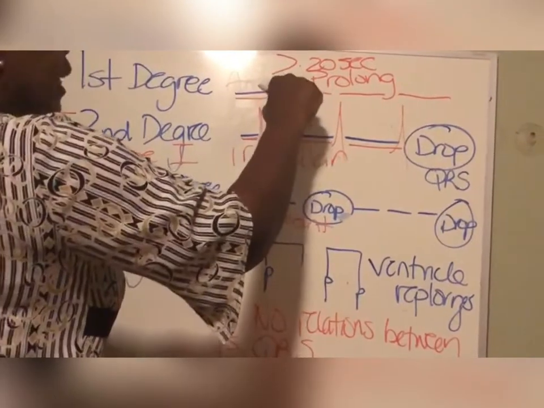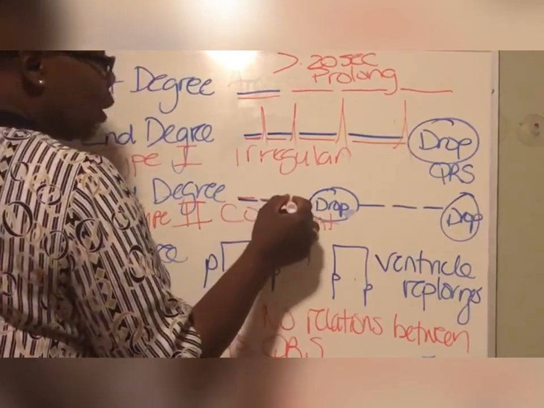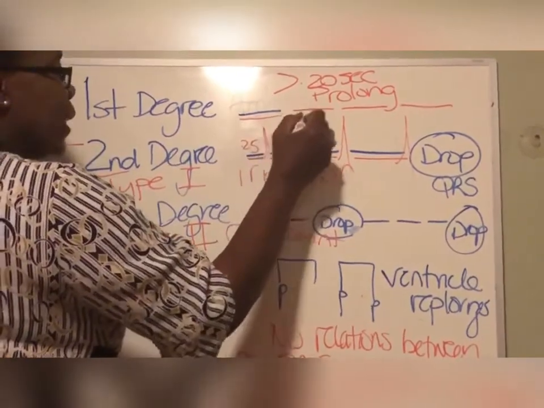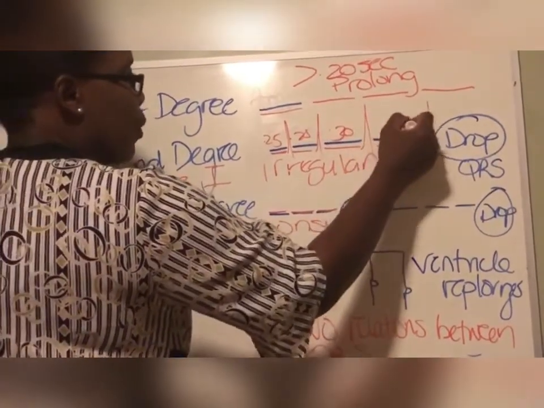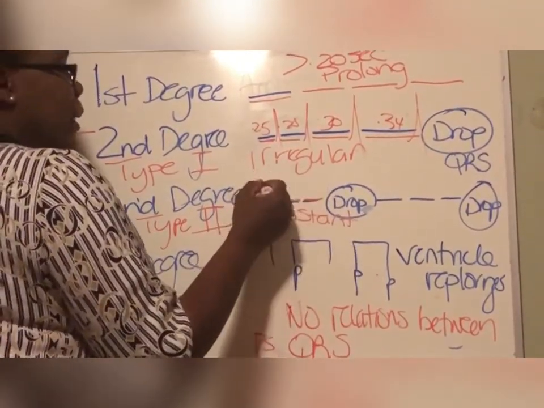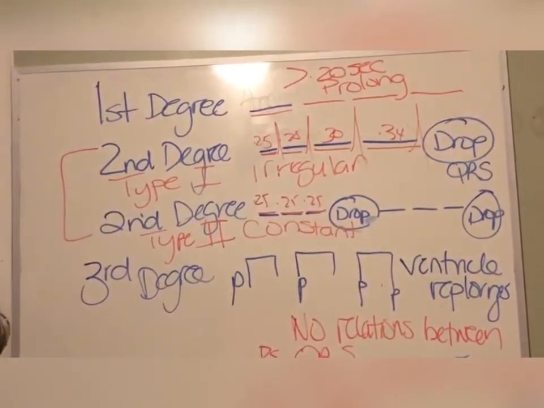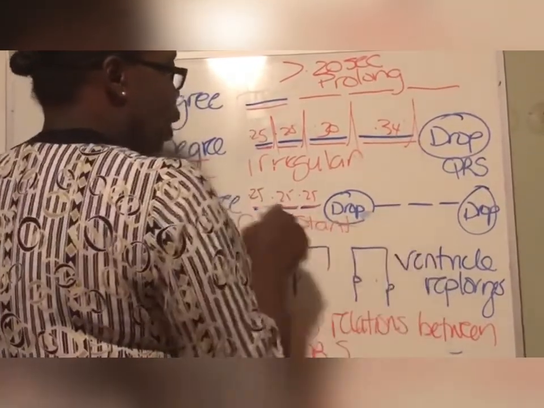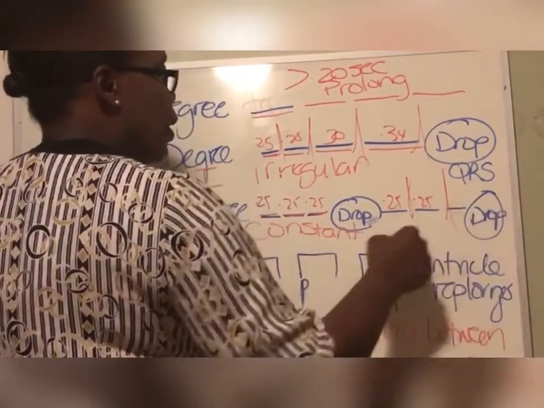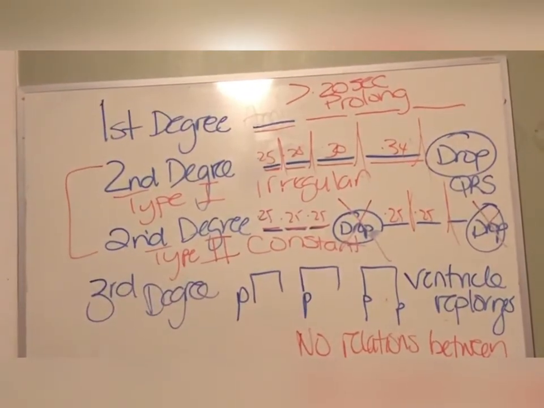In second degree type 2, it's constant. If you have anything that's greater than 0.2 seconds, just say this is 0.25. This is 0.25, not 0.28, 0.30, 0.34. You see? This here is constant. We're going to go with a number that's easy, 0.25. Then there is no QRS. It does not produce a QRS. Same thing happens again. Constant, 0.25, PQRS. Then no QRS. Okay, type 2 is constant.